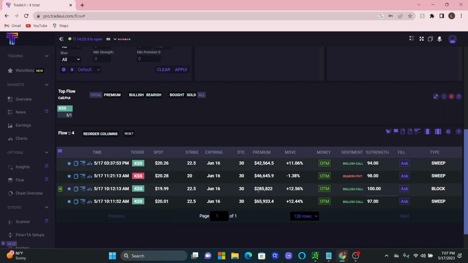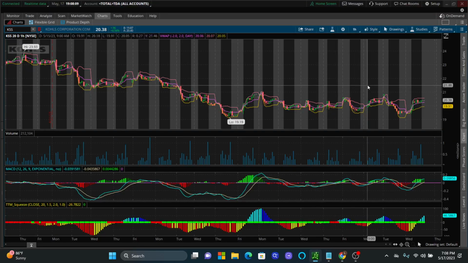So we had a big order right here, $285,000, when the stock price is roughly $20 a share. They're targeting $22.50. All of these bull calls are actually $22.50. So that's very bullish, and that's something you want to remember. They all have the same strike. So they're thinking it's going to go up to here, which guess what, guys?